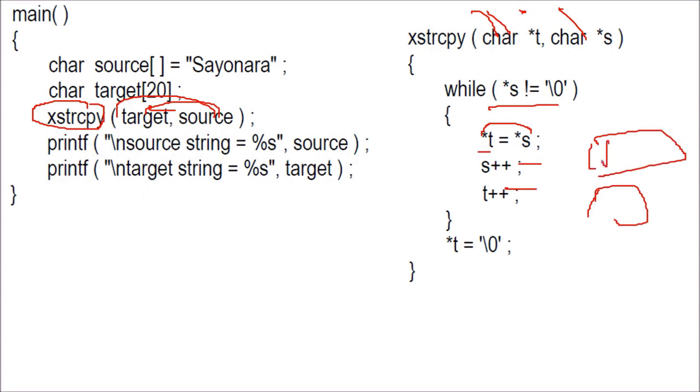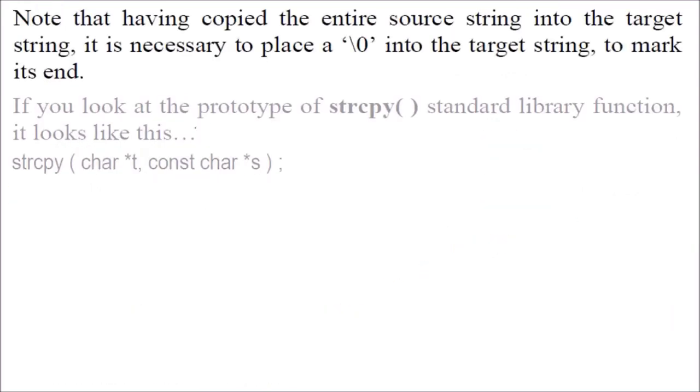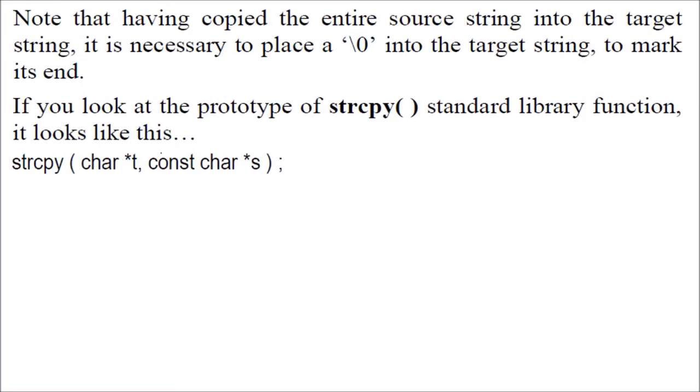Means taking one value, transferring it here, going to the second value, transferring it here. So essentially we are copying, and when we get to this target, we have to put this \0 ourselves to mark the end of the target. So this is again sayonara. So what are we doing? We are saying one-to-one copy.